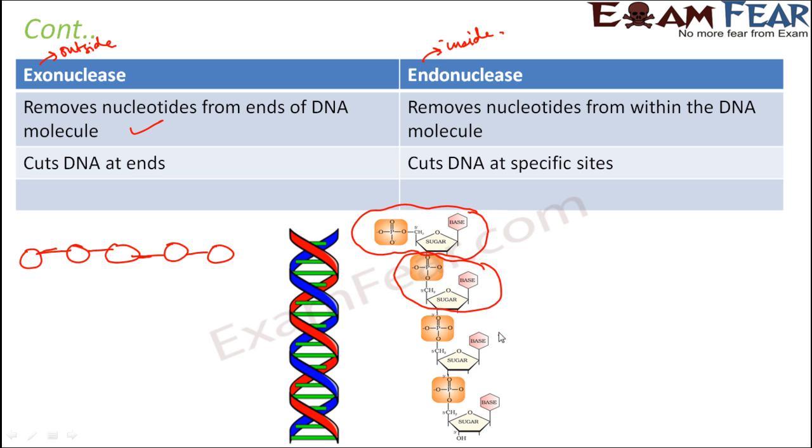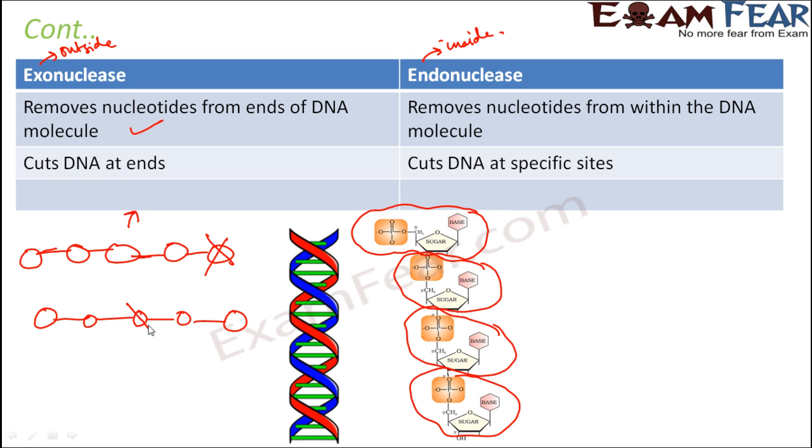Again, this is one nucleotide. Again, this is one nucleotide. If you see, these nucleotides are just joined to each other to form a polynucleotide. Now if an enzyme starts removing nucleotides from the end, that is called exonuclease. But if there is an enzyme which tends to remove a nucleotide from between, let us suppose it removed this nucleotide, then that is going to be an endonuclease, because it removes nucleotides from within the DNA molecule. So this is going to cut the DNA at specific sites, and exonuclease is going to cut the DNA at ends. So that is the difference between exonuclease and endonuclease.